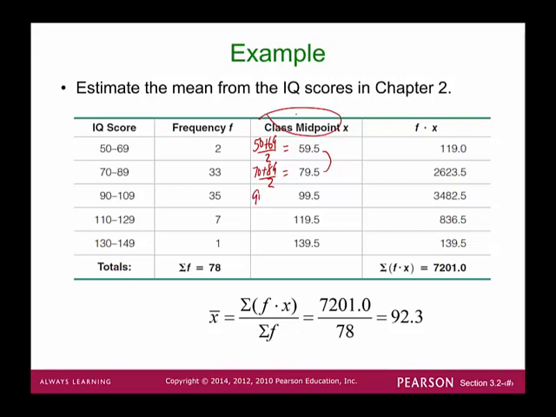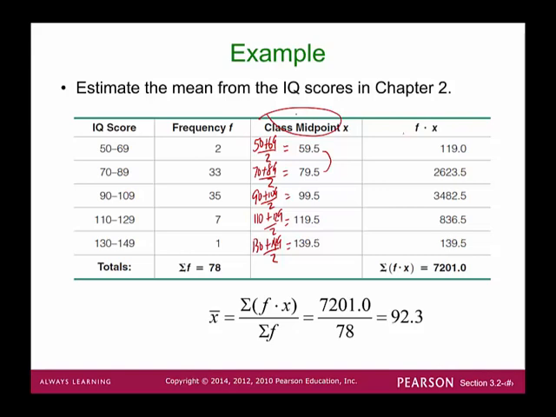And the next midpoint is 90 plus 109 divided by 2. Okay, look at that. 110 plus 129 divided by 2, you get a midpoint. Last one, 130 plus 149 divided by 2. Look at that. Now you get all the midpoints.